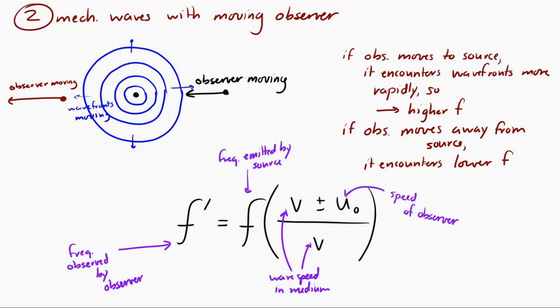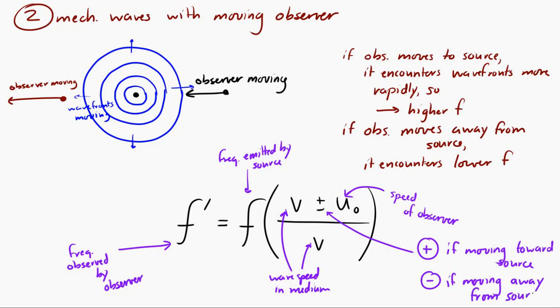So let's think about this plus or minus. Which one do we use when? Well, if you're moving toward the source, you would expect to get a higher frequency. To get a higher frequency, you'd use the plus sign. So you use the plus sign when you're moving toward the source. You use the minus sign when you're moving away from the source, because that will give you a lower frequency.